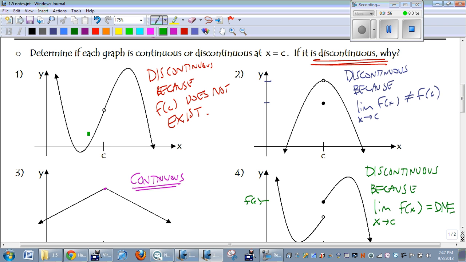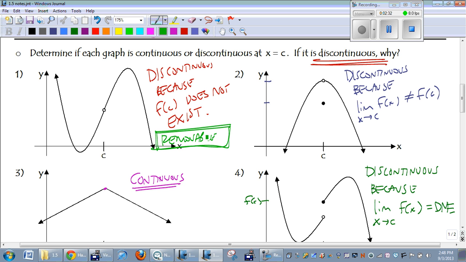In this case, the first one, if we were just to define f of c, basically if we were to fill in that dot, that would make this thing continuous. This graph would be continuous because we have f of c defined. The limit as x approaches c of f of x would be defined, and they'd be the same thing. So if we were just to be able to fill in that dot or define f of c, that would make this continuous. So this one is a removable discontinuity.